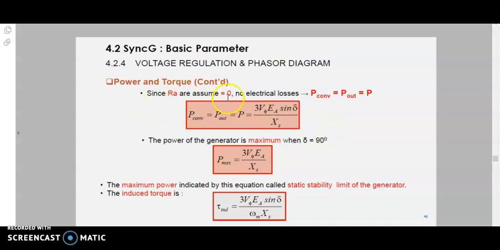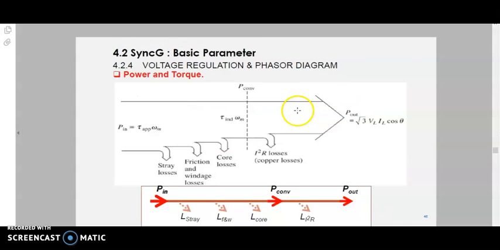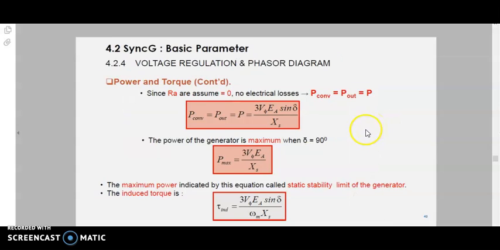Since RA is assumed to be 0, there is no electrical loss after your converted power, so we neglect it. So no copper loss, and P converted is equal to P out. And we assume that P converted is equal to P out, which equals 3 V phase times EA sine delta over the synchronous reactance value.